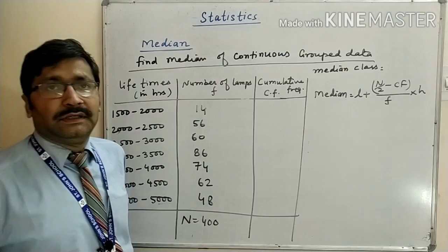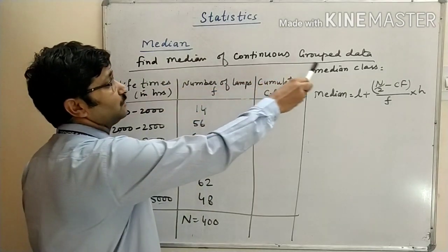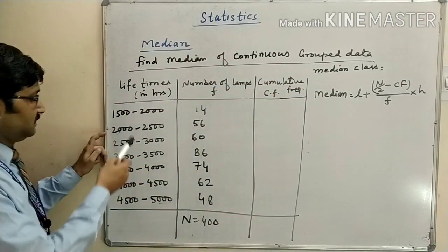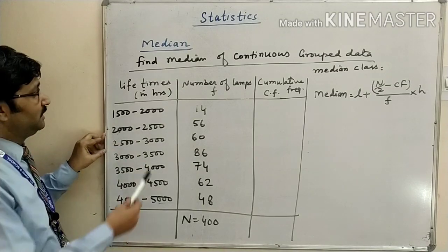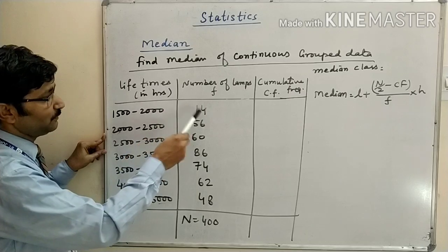Now look here at how to find the median of continuous grouped data. Continuous means you can check that the classes are given continuously, like 1500 to 2000, then 2000 onwards, and for 1500 to 2000 the frequency is 14.